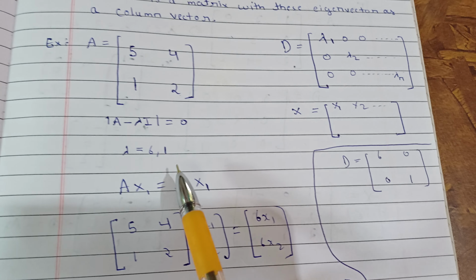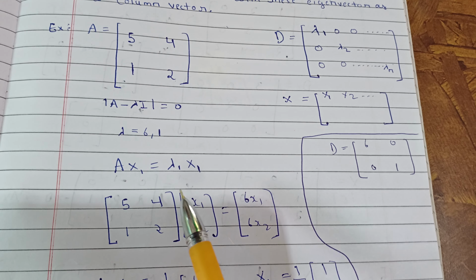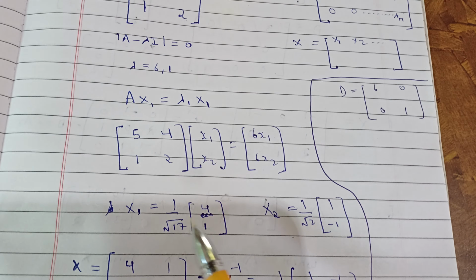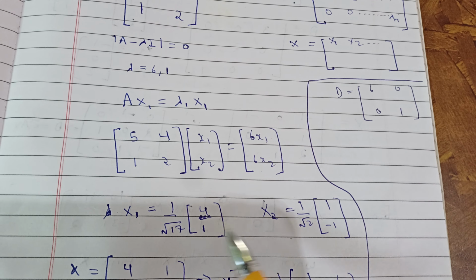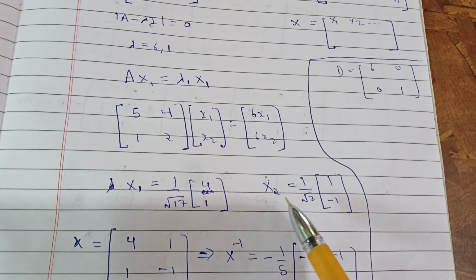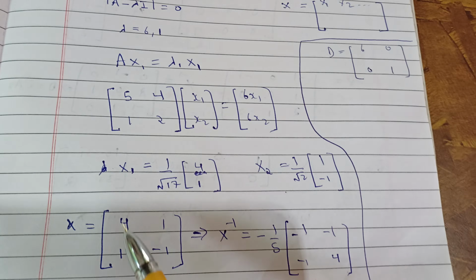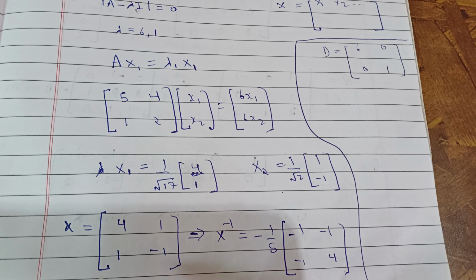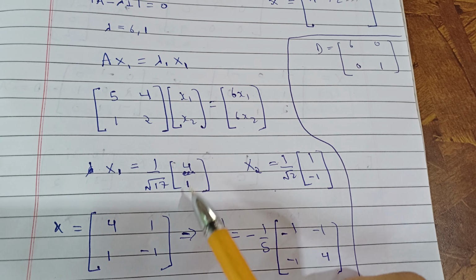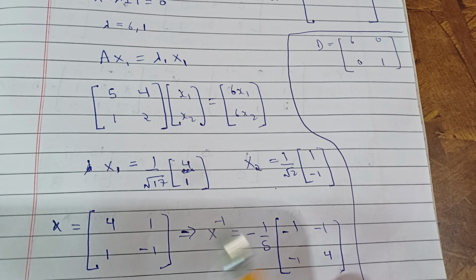First we need to find the eigenvectors corresponding to 6 and 1. You know how to calculate them. You will get x1 as 1 by root 17 times (4, 1) after normalization, and x2 as 1 by root 2 times (1, -1). Now put these eigenvectors in a single matrix, with 4, 1 in one column and 1, -1 in the other. You can use the normalized vectors or just these, and you will get the same result. I just take these non-normalized ones here.